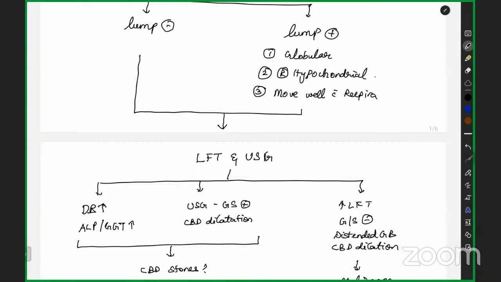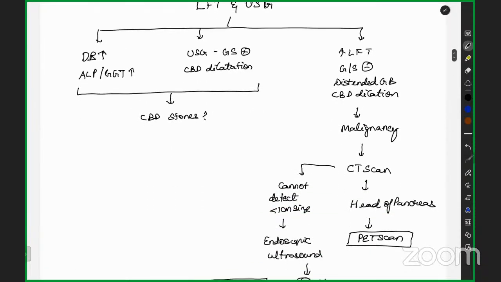In my LFT and USG finding, if my patient has an increased LFT, or if the ultrasound shows gallstone positive with CBD dilatation, then these 2 favor a CBD stone. This I'm not bothered about now, because my topic of discussion today is CA pancreas. Now, if my patient has no gallstone, but CBD is dilated, with a distended gallbladder and increased LFT, then my suspicion has to be a malignancy. To confirm the malignancy, I'm going to perform a CT scan. Then, where I cannot get a positive finding in CT scan, when it is less than 1 centimeter in size.